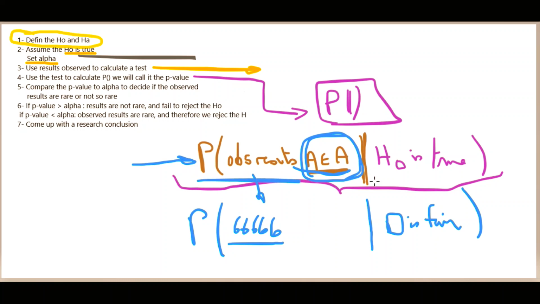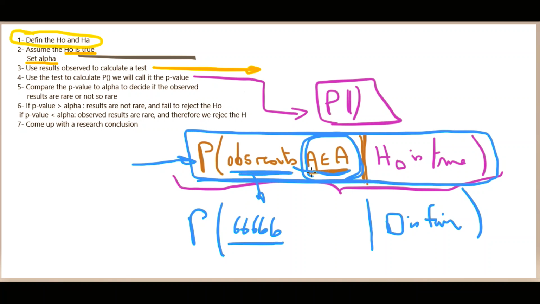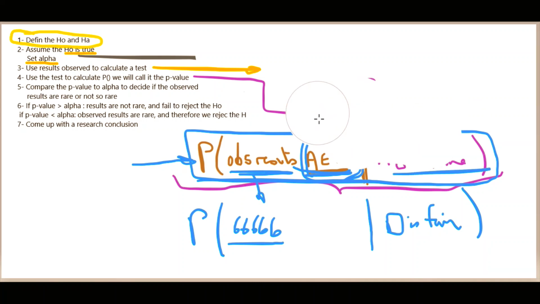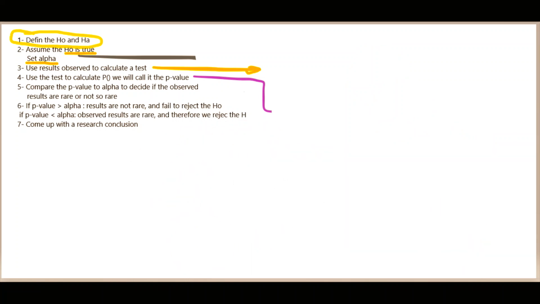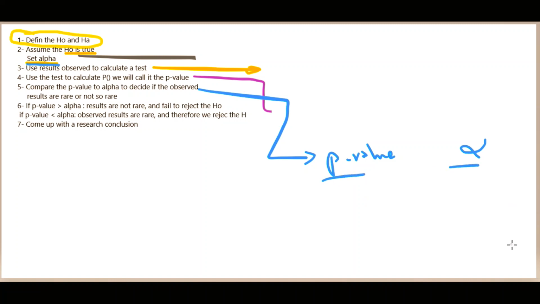Okay, so that is the probability that you're going to calculate: the probability of observing the results that you observed or as extreme as that, with the condition that the null is true. Once you've done that, you have your probability, which is your p-value, and things are going to get much simpler now. So you're at step number 5. You have your p-value on one side and your alpha on the other, and you're going to compare your p-value to alpha. Why do you do that? To figure out if your results were rare or not.